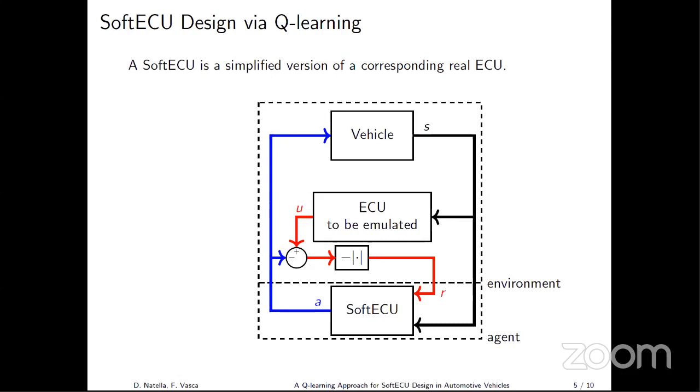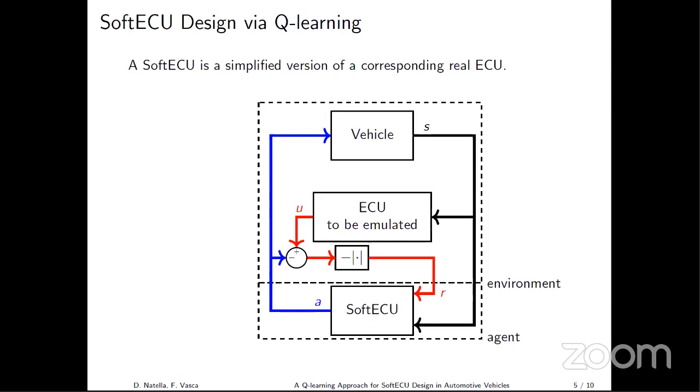By using the reinforcement learning technique, the architecture, as shown in the slide, is divided in two subsystems: the agent, which is basically the soft ECU, while the environment consists of the combination of the vehicle model and the ECU to be emulated. Obviously, also in our case, the ECU can be real, such as in the case of a hardware-in-the-loop scheme, or simulated, as in the case of a software-in-the-loop numerical testing procedure. The vehicle block in the figure includes the algorithms implemented by the other ECUs involved, and also the sensor readings and so on.